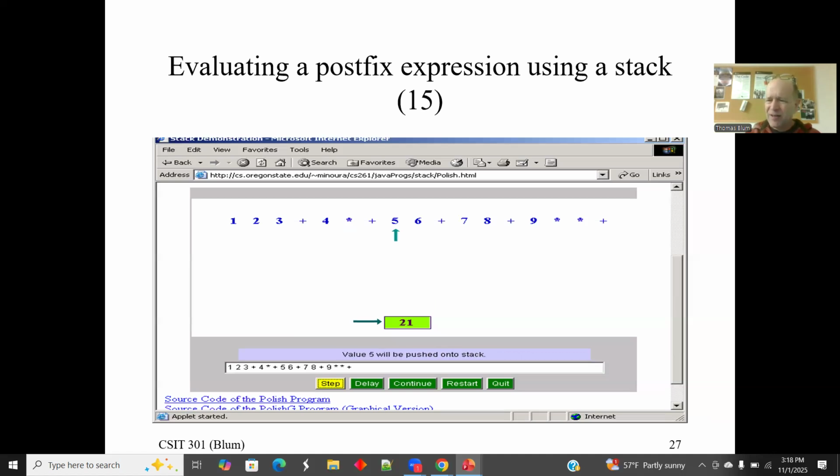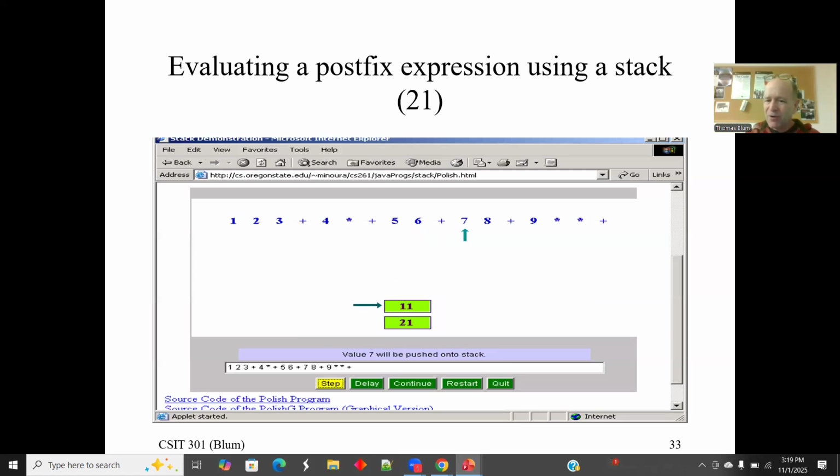I'm next encountering the 5. It's data, an operand. I push. I encounter the 6. It's data. It's an operand. I push. I encounter a plus. I'm going to pop off the 6, pop off the 5, perform the operation of addition, get 11, push that 11 onto the stack.